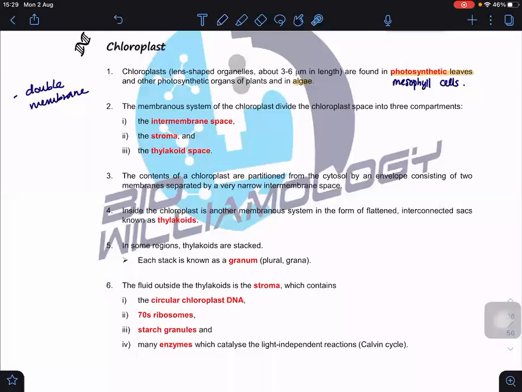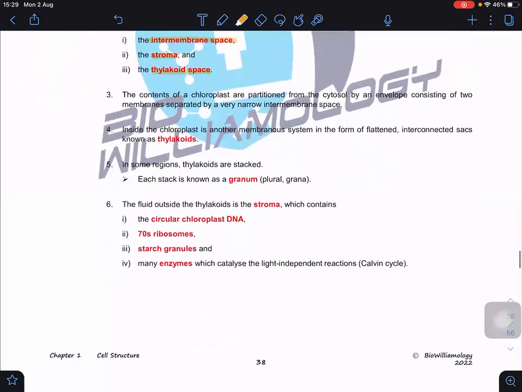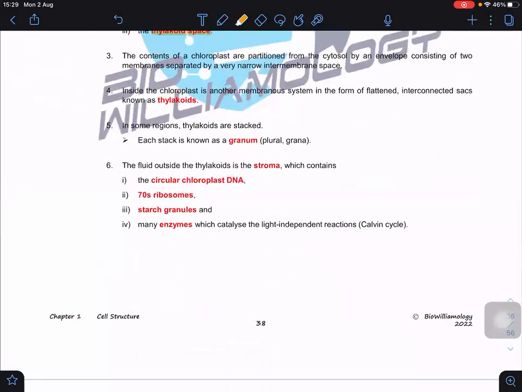Okay, so now come back to this. The membrane system of the chloroplast divides the chloroplast space into three compartments. They are the intermembrane space, the stroma or chloroplast stroma, and the thylakoid space. The content of the chloroplast is partitioned from the cytosol by the envelope consisting of two layers of membrane. That's why the chloroplast is a double membrane-bound organelle.